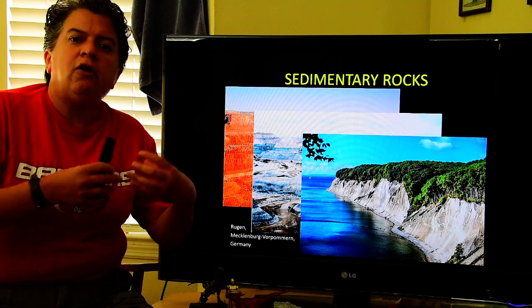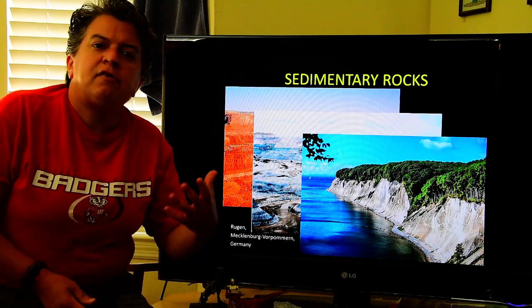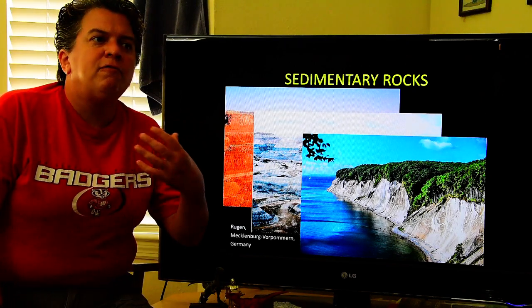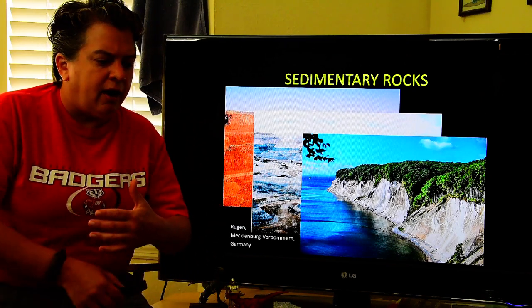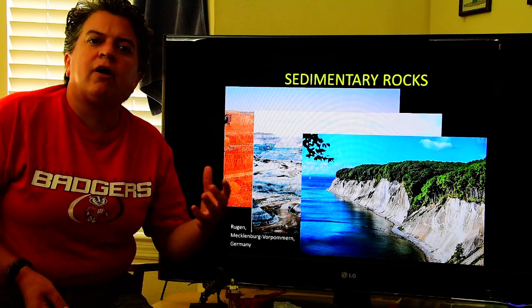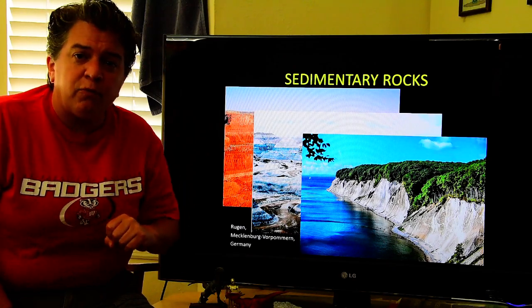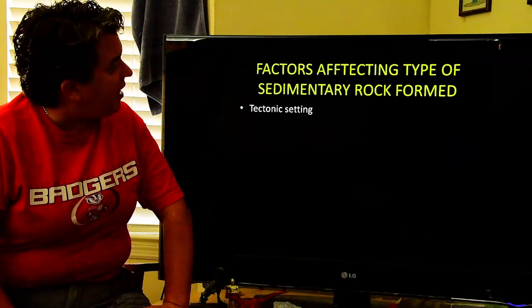And by looking at those very unique sedimentary rocks, we can tell what the environment and ecosystems were like in the past at those locations. So that's what we're going to be learning about today.